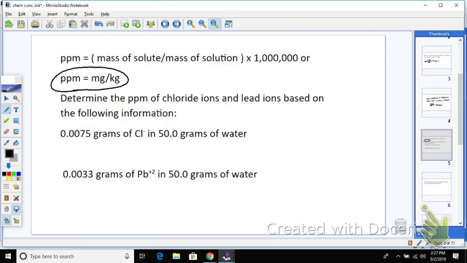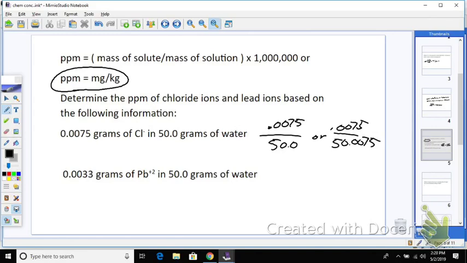So the first one, you guys took the grams of chlorine, right? You put 0.0075, and you divided it by the... Did you divide by 50, or did you do it like this? 0.0075 divided by 50.0075. Which way did you do it? I did this. You did the second way? Did anybody do the first way?